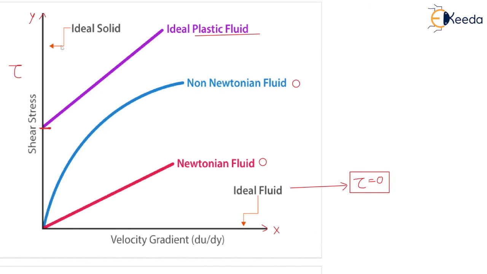And ideal solid, what is the understanding about the ideal solid in the shear stress versus velocity gradient curve? In case of ideal solid, the velocity gradient du by dy is 0. There's no relative motion. That means when you go in the y direction, the change in velocity is 0. So velocity gradient is 0 in case of ideal solid. When you talk about ideal solid, the equation I can write is du by dy equal to 0, correct? Thank you.